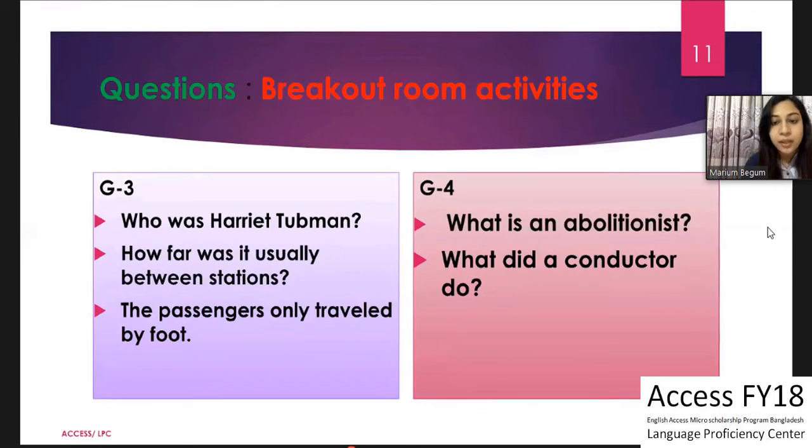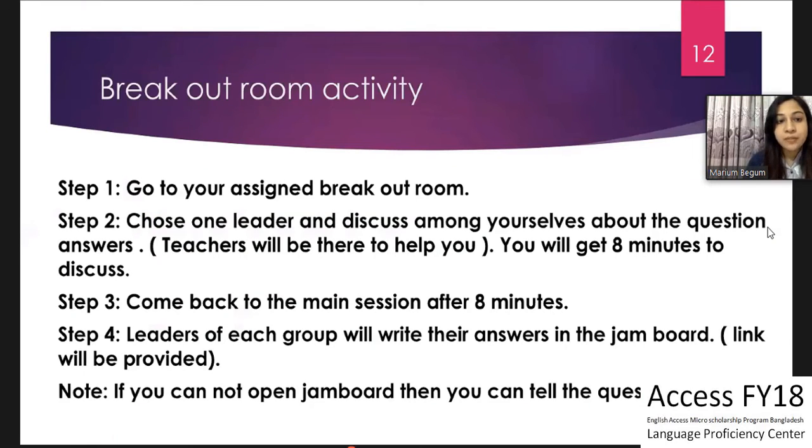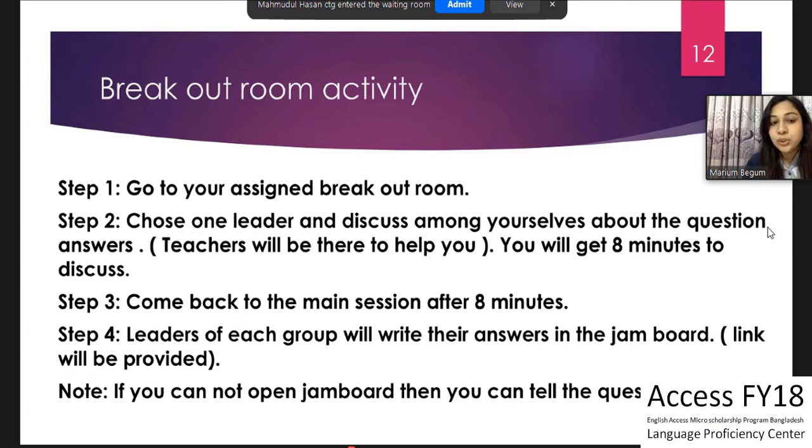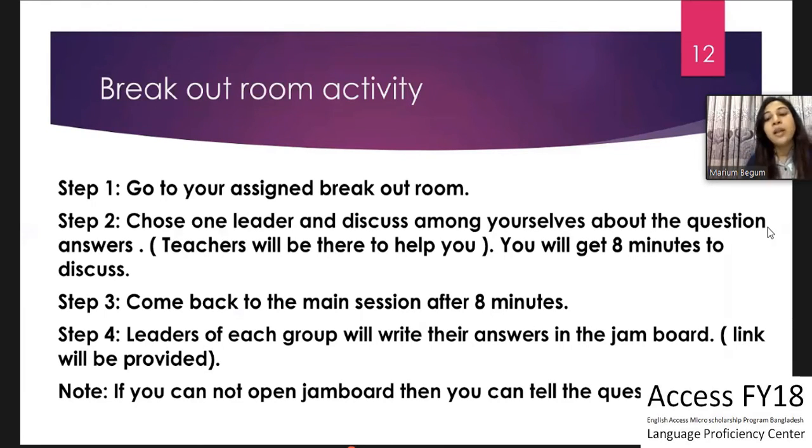Basically what you have to do in the breakout room: step 1, go to the assigned breakout room. Step 2, choose one leader and discuss among yourselves the question answer. Teachers will be there to help you out, and you will get 8 minutes to discuss. I think you don't need more than 5 minutes.